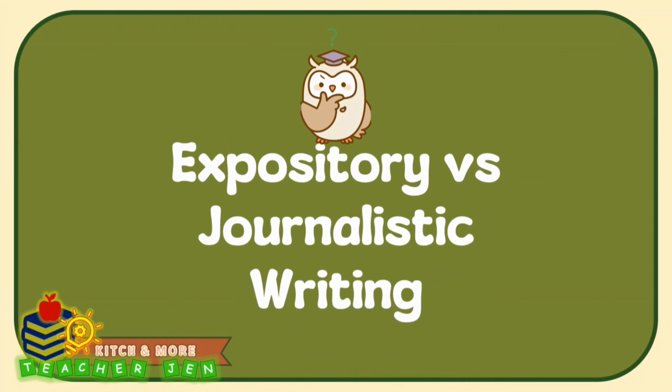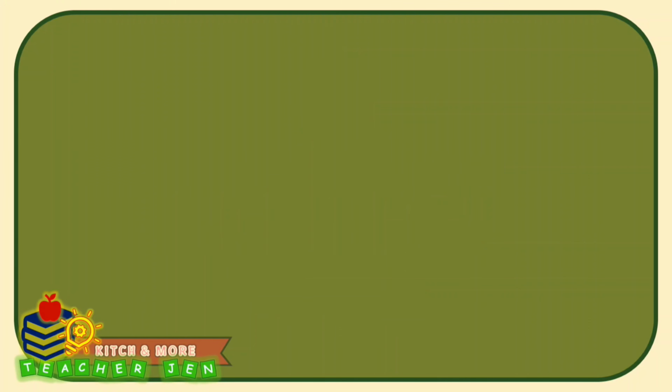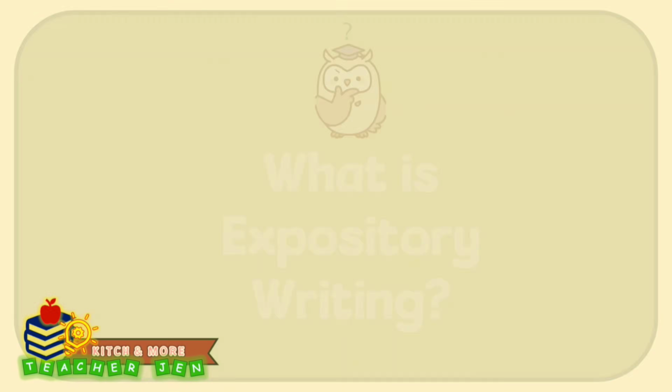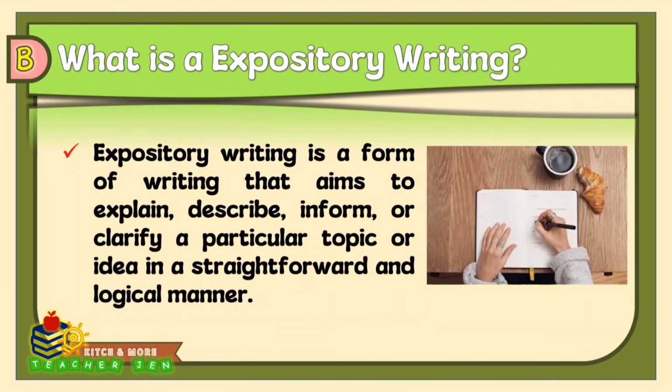Now let's have expository versus journalistic writing. Previously, in our lesson, we already talked about these two types of writing, so now let's remember the main differences. Let's take a closer look at expository writing. Expository writing is a type of writing that explains, describes, informs, or clarifies a topic in a clear and logical way. The main goal is to provide facts and details to help the reader understand something better.